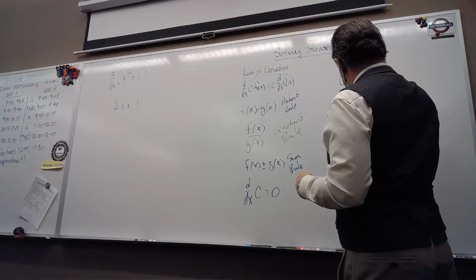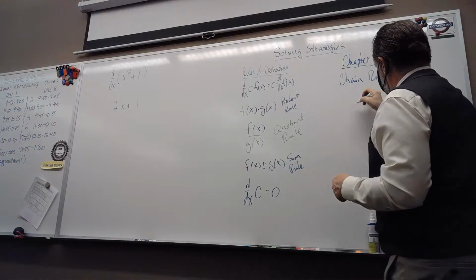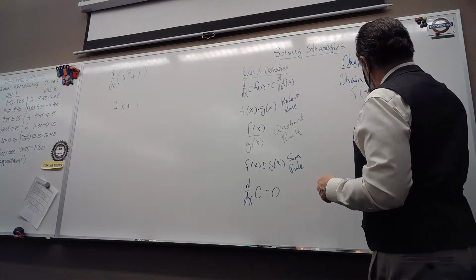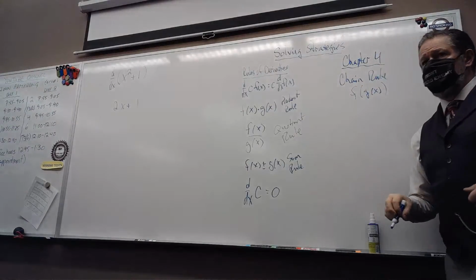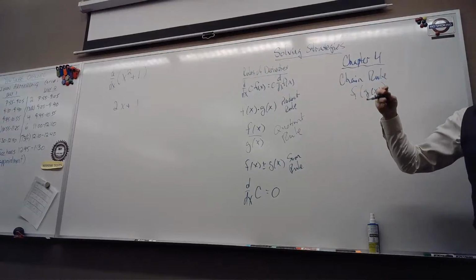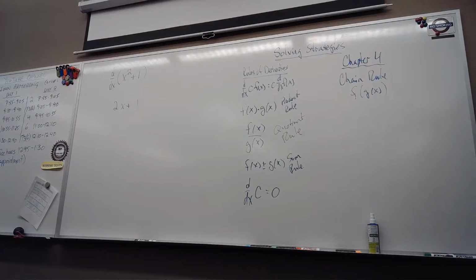Chain rule. I think chain rule is pretty self-evident. Anytime you have a composite function, you take the derivative of the outer, and then you just keep working your way in.